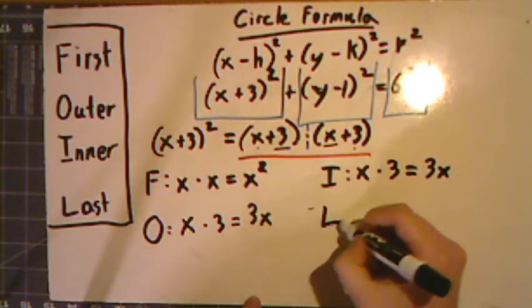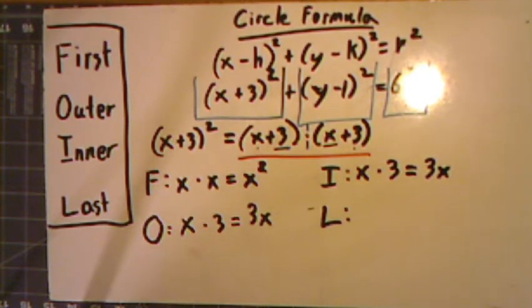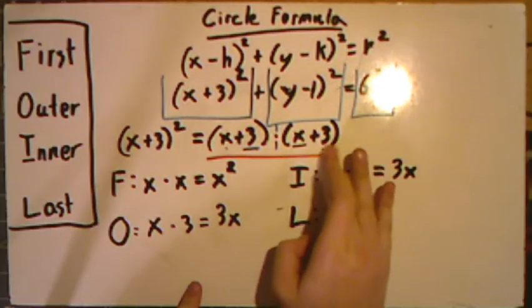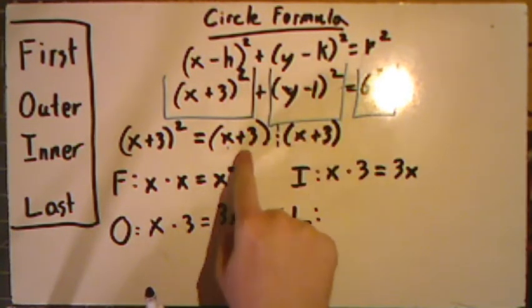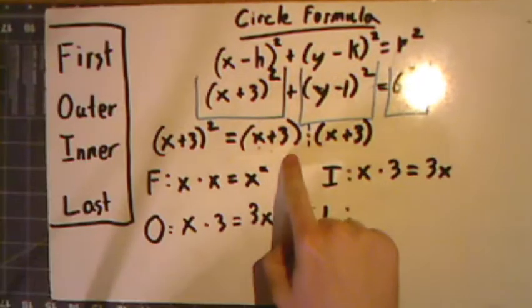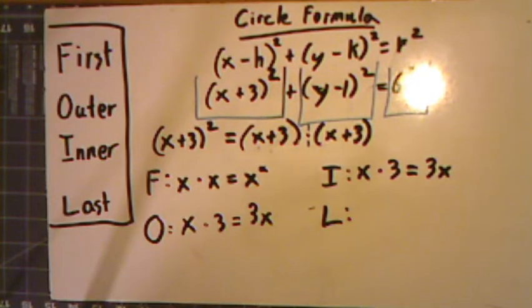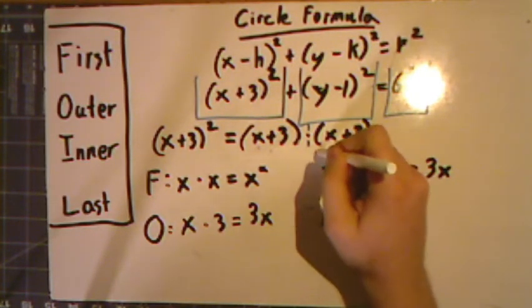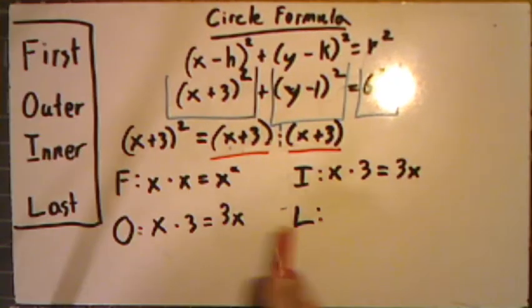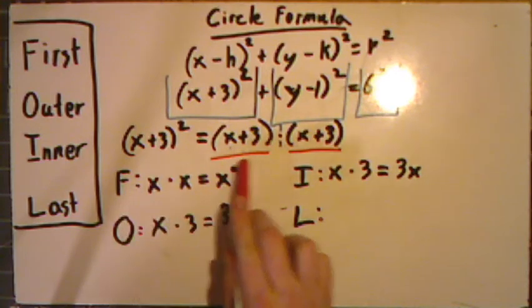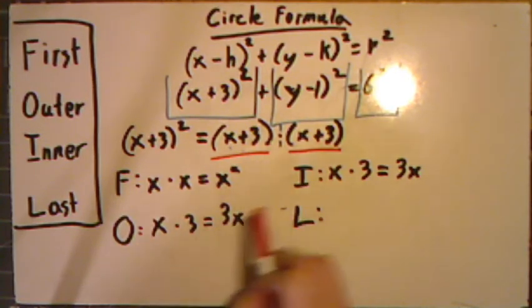Finally, we have last, L. Now last looks at these binomials as two separate entities again. So we're going to take a look at this x plus 3 as separate from this x plus 3. These are separate when looking at last and first, but they are together when looking at outer and inner.